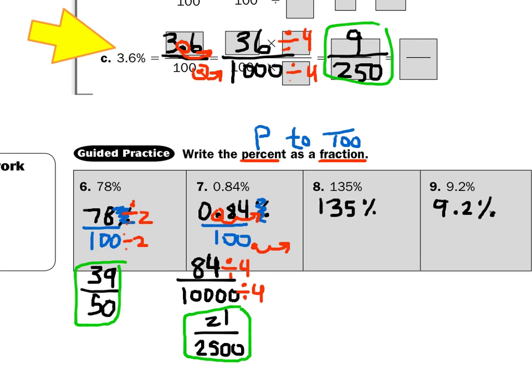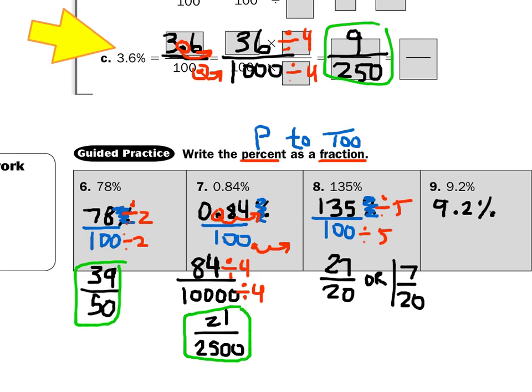Okay, and then take a look at number 8, 135%. So I'm just going to grab my blue and I'm going to change that percent symbol to per 100, and then I get rid of the percent symbol. And I notice that 5 goes into both the top and the bottom, so I'm going to reduce by 5 on the top and on the bottom. And so that gives me an improper fraction this time of 27 over 20. Or if I write it as a mixed number, that would be 1 7/20. And I box my answer there.